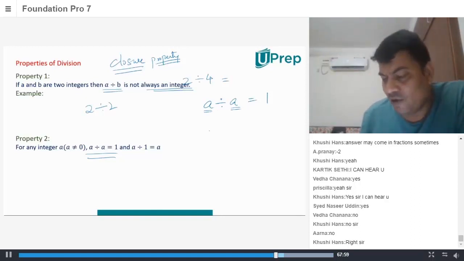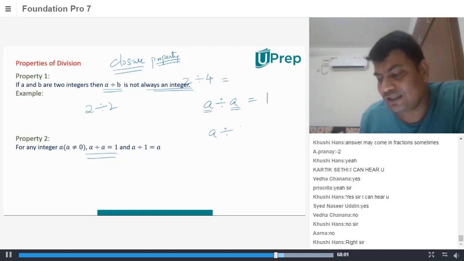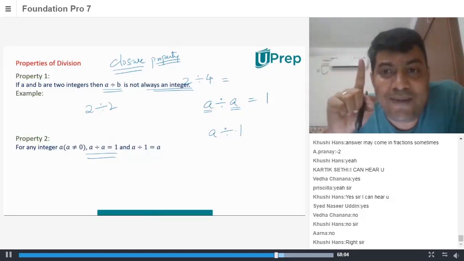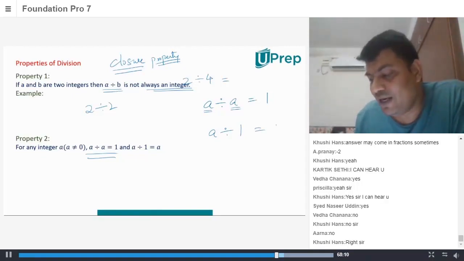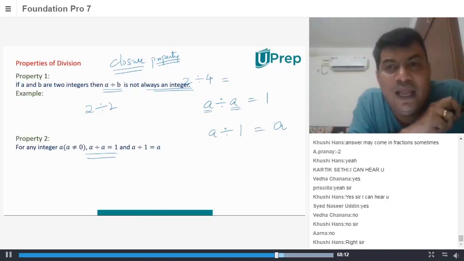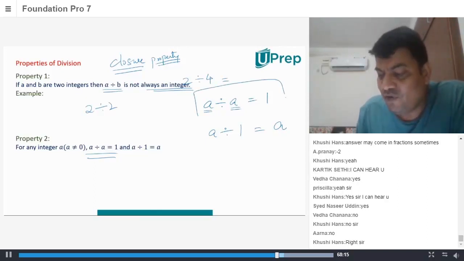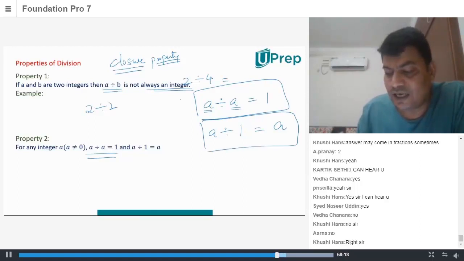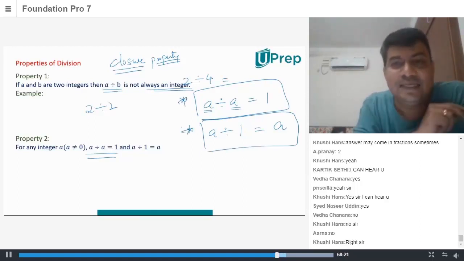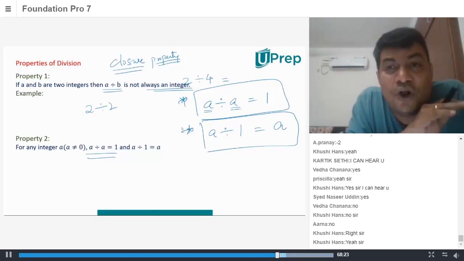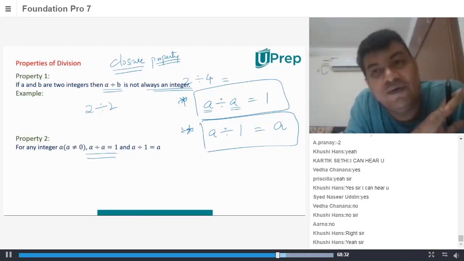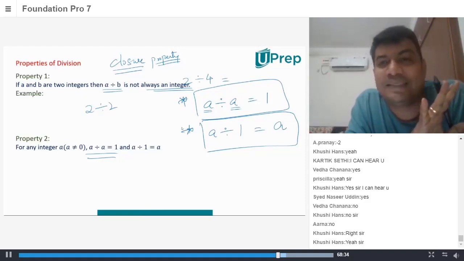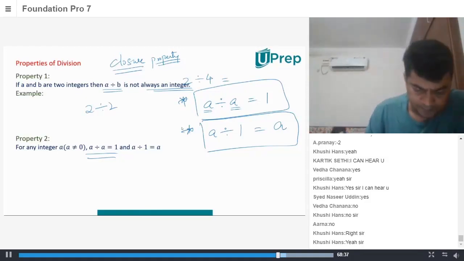Similarly, A divided by 1. For example, you have 10 chocolates and you have to give them to only one person. 10 divided by 1, what will you get? You get 10. So A divided by 1 will always give you A. These are standard things you should know, because these are the kinds of questions you will get in exams. This is very fundamental, but you should not get confused the moment you see A, B, C. Apple divided by apple gives you 1. Monkey divided by monkey gives you 1. Donkey divided by donkey gives you 1. Make sense? Very good.